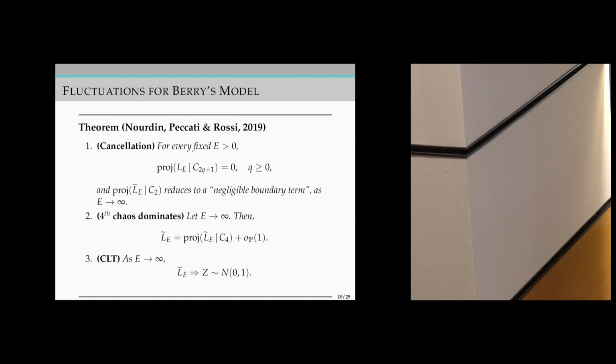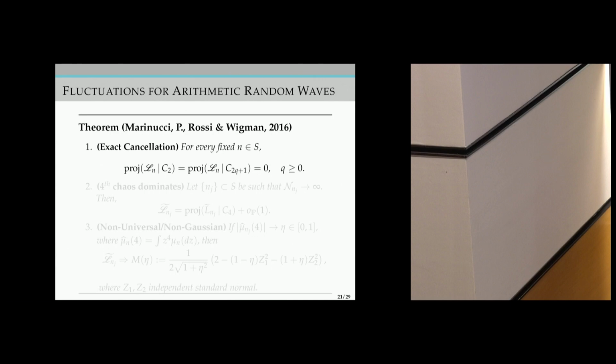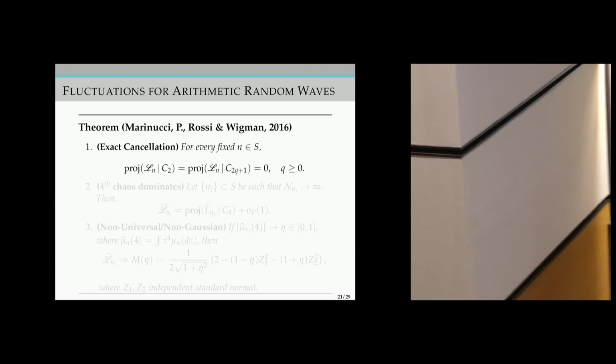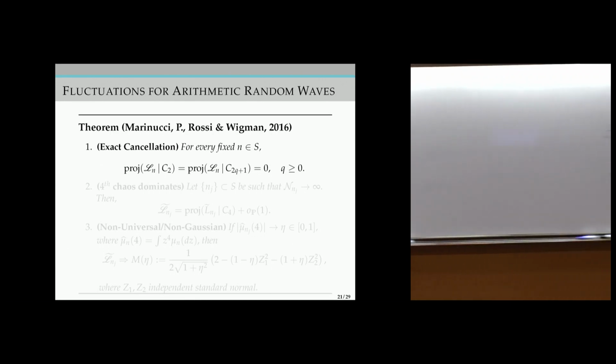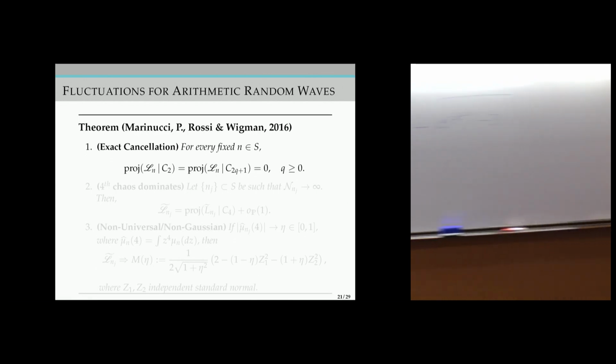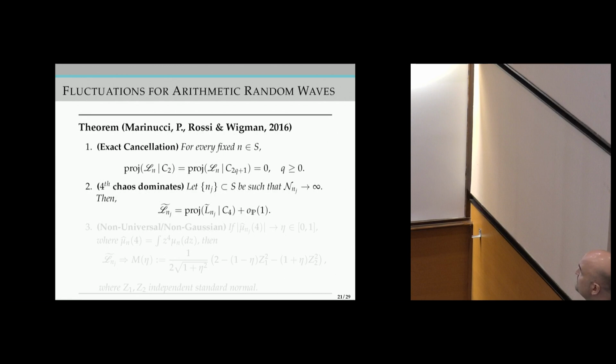Now the second result is about arithmetic random waves. I know this is not important for this discussion, it goes as follows. What happens now is that you have no boundary, and so the projection on the second chaos actually disappears completely, because the negligible term appearing in the Berry random wave model is the boundary term, which disappears on the torus. So once again, the projections on chaoses of odd order and on order 2 disappear. And then the leading term is exactly once again given by the projection on the fourth chaos.